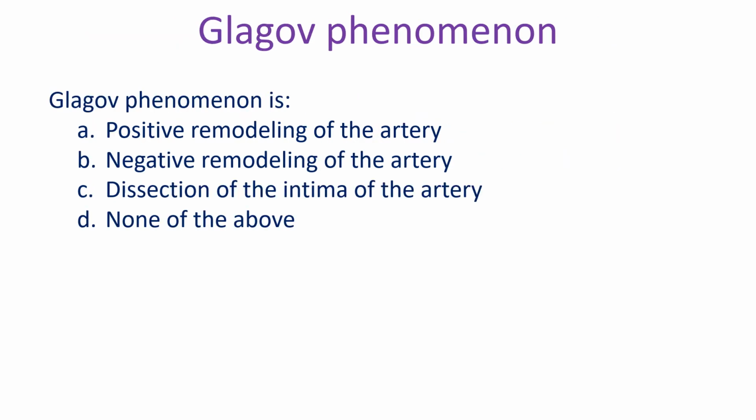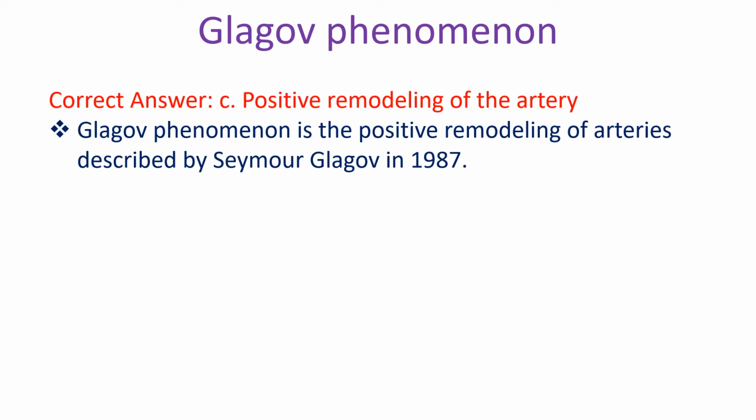Glagov phenomenon is A. Positive remodeling of the artery, B. Negative remodeling of the artery, C. Dissection of the intima of the artery, D. None of the above. Correct answer C.